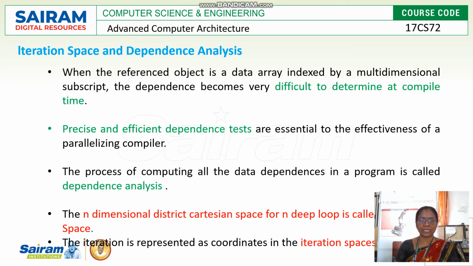Here one important term is iteration space. As the name itself tells, it is the space required for executing a program in a looping segment. What is the exact space required for executing one loop in n iterations? If you are executing one loop n times, the dimensional space required for executing it is called the iteration space.